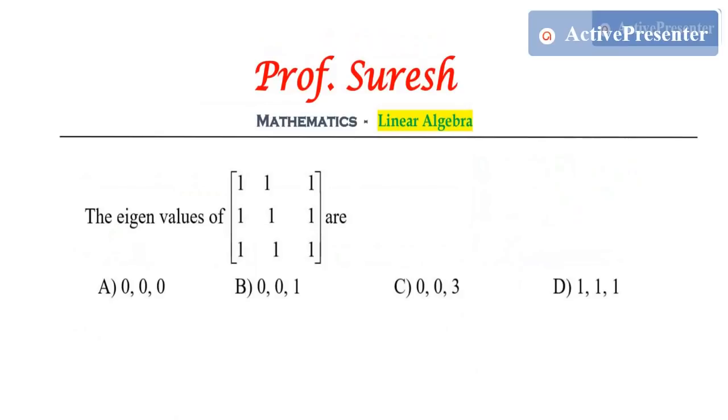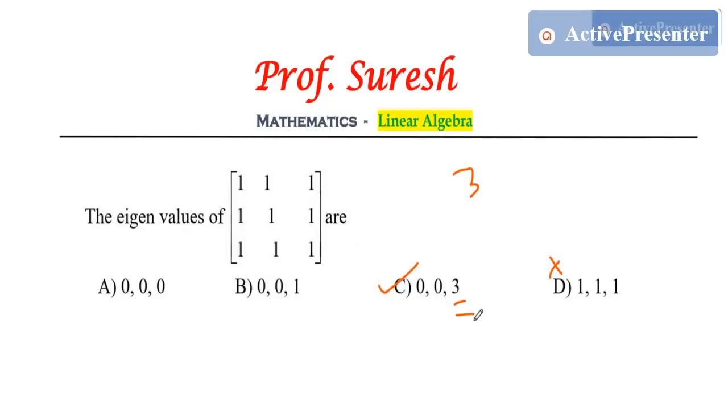The eigenvalues of the 3 cross 3 matrix where all the entries are 1. Directly, the determinant of this matrix is 0, so 0 must be one of the eigenvalues. So we can eliminate this immediately. And what about the other options? If all the entries are 1, the order must be one of the eigenvalues. So using this itself, you can find the answer. So this is the answer.